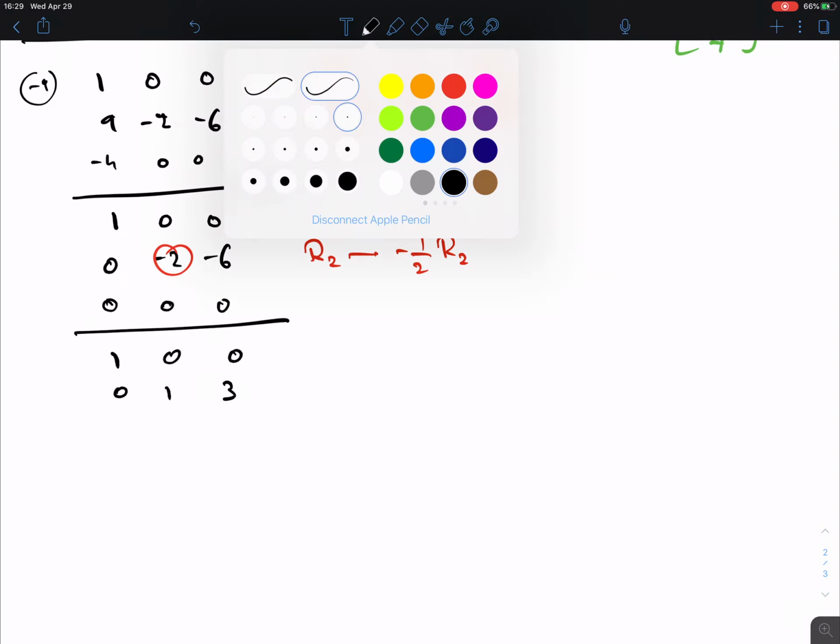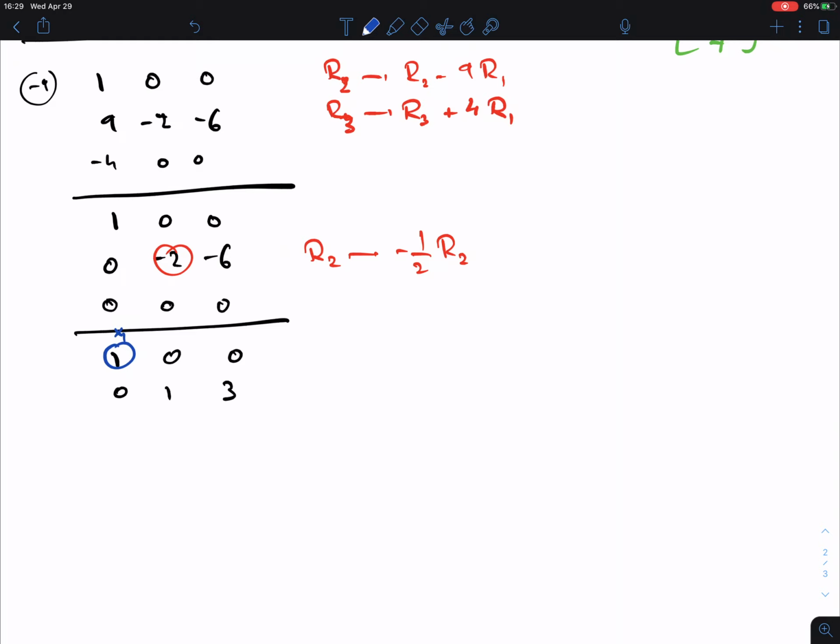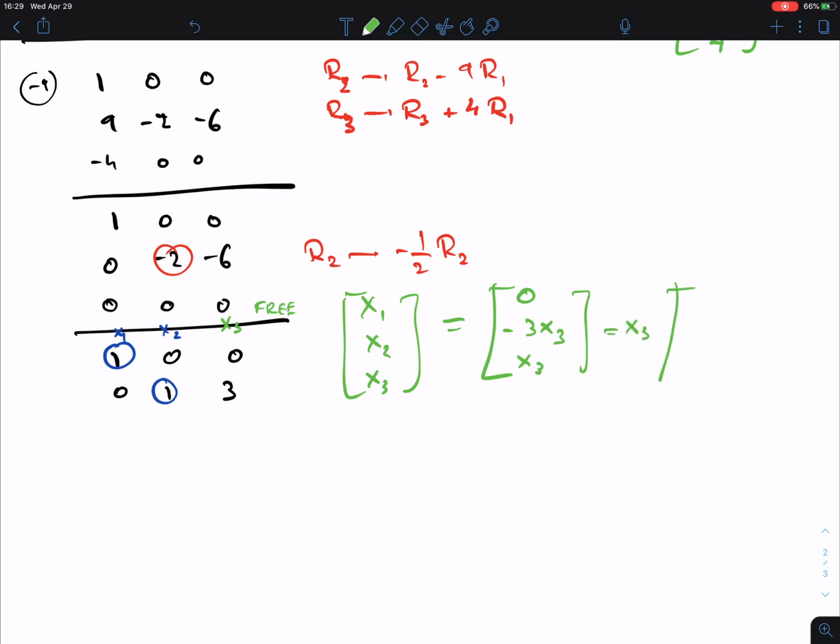So we have the two pivots, x1 and x2, and one free variable, x3. And that is, this tells me x1, x2, x3. This is the free variable. And so we get x1 is just 0, and this second equation tells me that x2 is equal to negative 3 times x3, and x3 is just itself. So if I factor out the x3, I get 0, negative 3, 1.